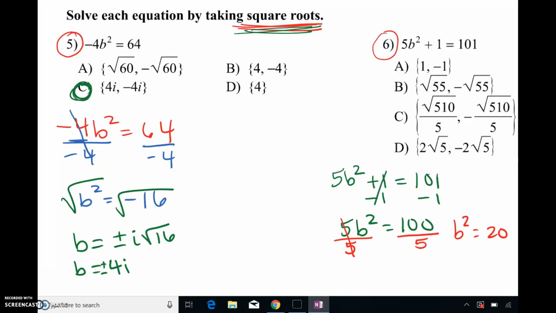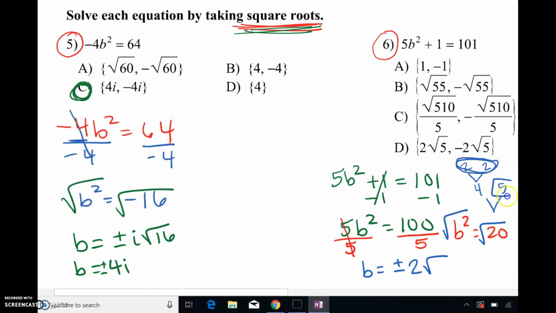Is the thing that's squared by itself? Yes. So take the square root. So b equals plus or minus, well, let's see, 20 is 4 times 5, and 4 is 2 times 2, so since the 2 repeats, that's what I'm going to take out, and what's left inside is that 5. So my answer is D.